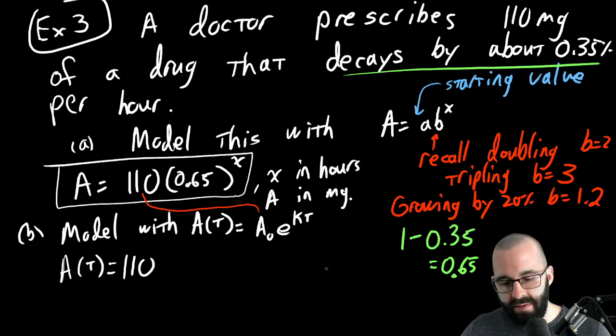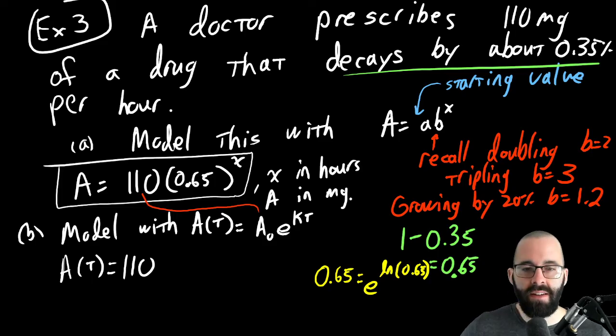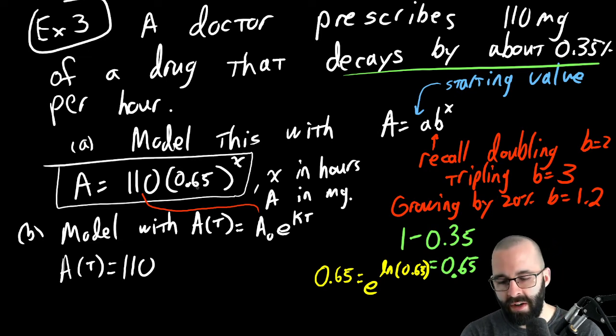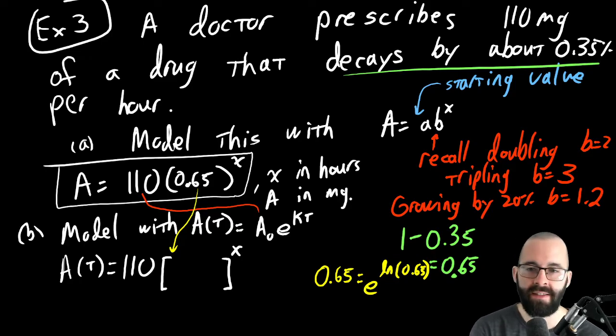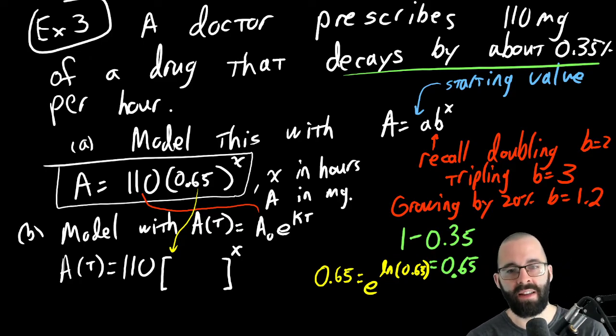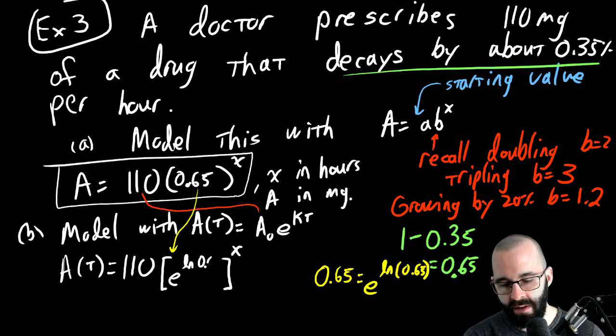But notice, 0.65 equals e to the natural log of 0.65. This is true because they're inverse functions. So if I want an e, I can just make an e this way. These are the exact same thing. So what I'm going to do is rewrite 0.65. And there's still an x as the exponent. I'm just going to rewrite 0.65 like I did in the yellow here. It's e to the natural log of 0.65.